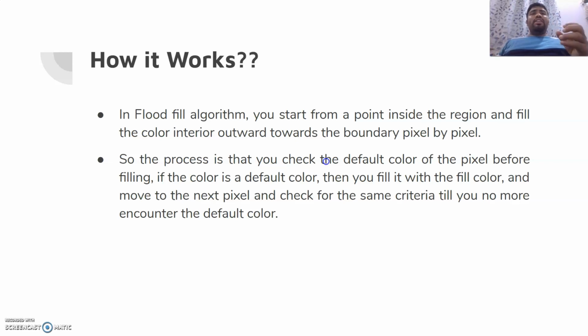Now the process is that we are choosing one particular pixel, and before filling the pixel, we check whether the pixel has the default color. If it has the default color, we fill it with the new fill color. If it is anything other than the default color, we can't fill it. So it has to be surely of the default color. And then we move to the next pixel and follow the same criteria.